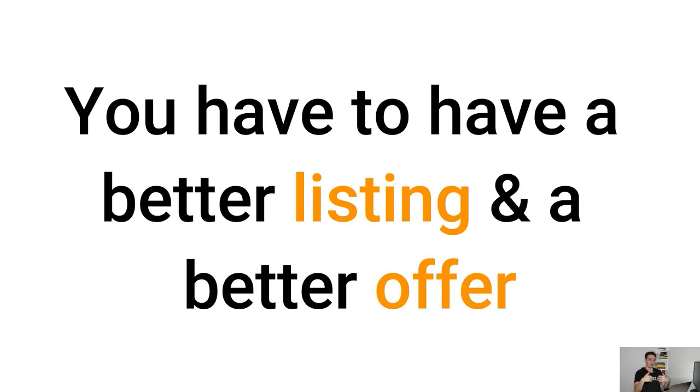Now, the key for this strategy to work is that you have to have a better listing and a better offer. You have to offer your customers more value, and you also have to have a better listing in order for them to click on your listing and then convert. So what you're essentially trying to do is hijack your main competitor's customers. But in order for that to work, you have to offer them a better deal. You have to have a better listing as well, because they are not going to go onto your competitor's listing if it's really, really good.